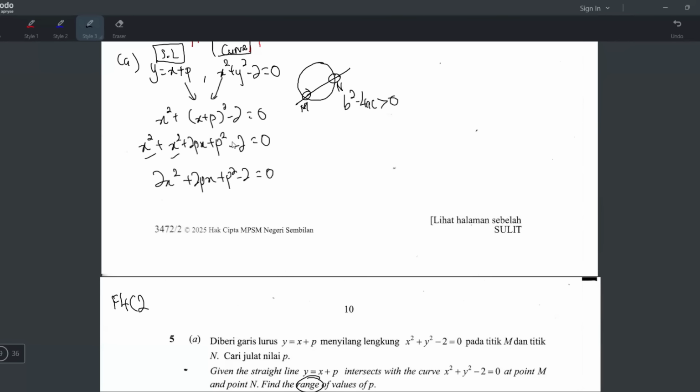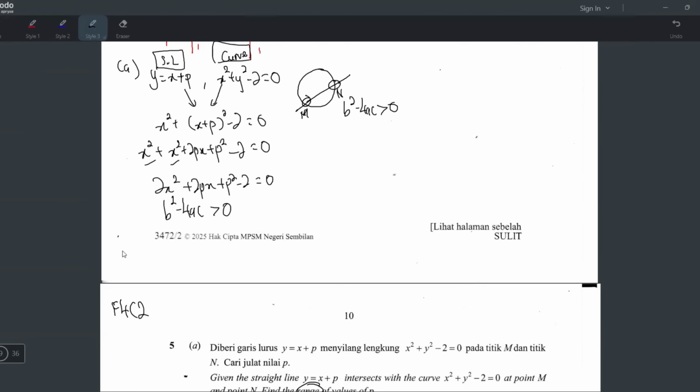The p, walaupun dia ada square, tapi dia kena tulis dekat c. Dia bukan a, sebab dia p squared, dia tak ada x. Dia bukan x, dia p. So dia duduk dekat c lah. Alright, after having this, now you can do b squared minus 4ac bigger than 0. Kenapa bigger than 0? Sebab 2 points, sebab 2 intersections. So 2 lah.